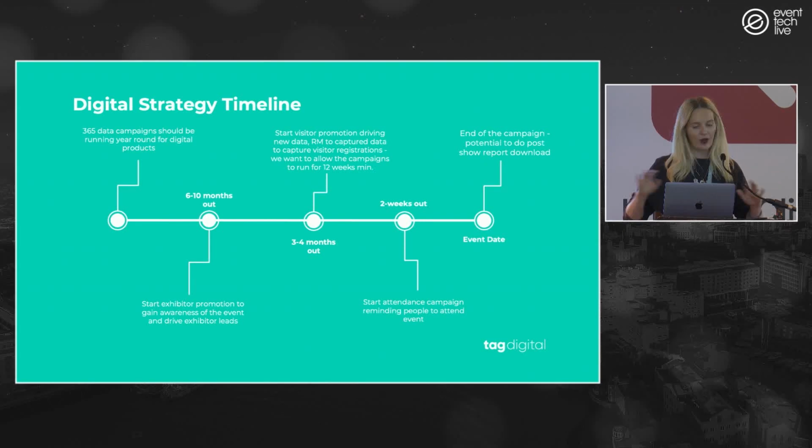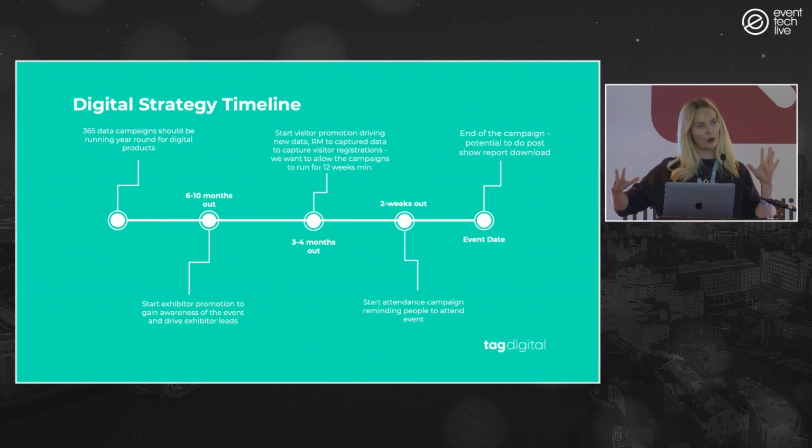So have 365 on all the time, decent content, build your audience, and then that's going to support your other objectives. So events, virtual, live, whatever you're doing there. 6 to 10 months out, you want to be starting your exhibitor promotion. So you're gaining awareness of the event, you're driving exhibitor leads. About 3 to 4 months out, you're starting your visitor promotion. So you're building new data, you're remarketing to captured data, capturing visitor registrations, and you're running that for about 12 weeks. For virtual events, probably about 6 weeks is good.